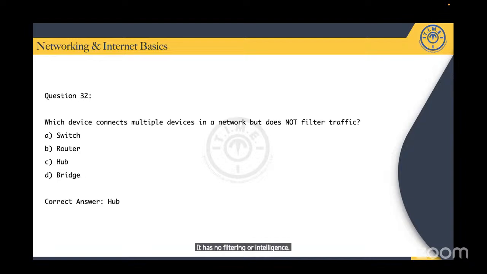What about the others? Switch filters using MAC address, router filters using IP address, bridge filters LAN segments. So here, hub, there is no brain, it will only broadcast. Let me repeat. Switch filters using MAC address. Router will filter using IP address. Bridge will filter between LAN segments, right? Hub will just broadcast.